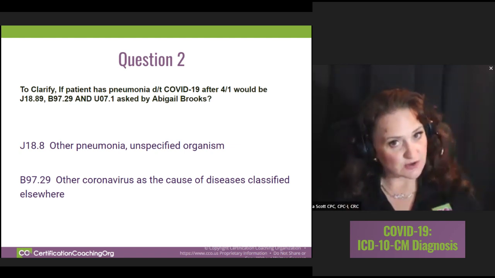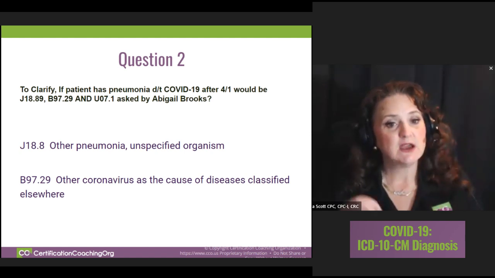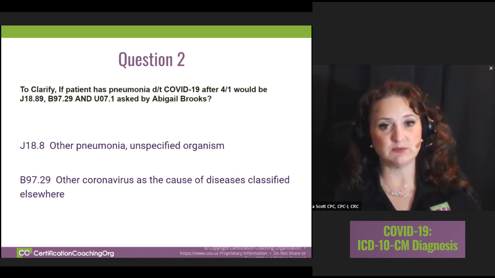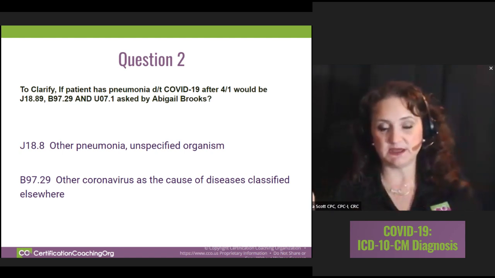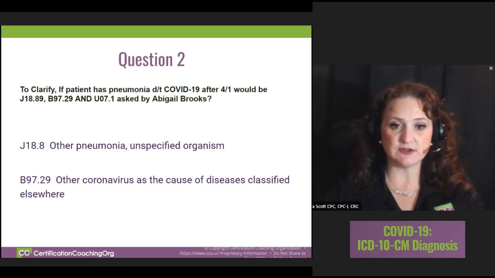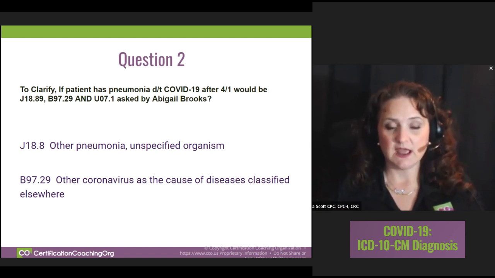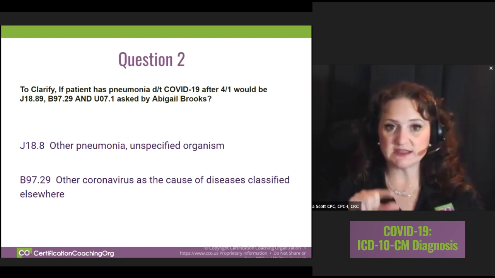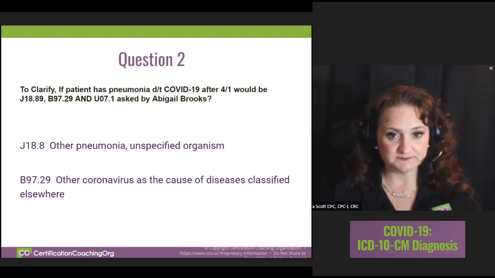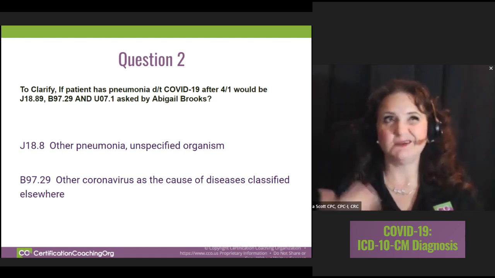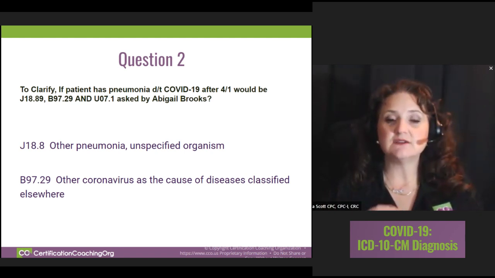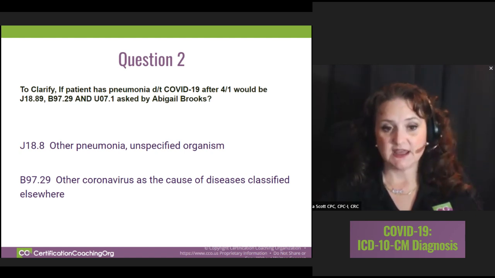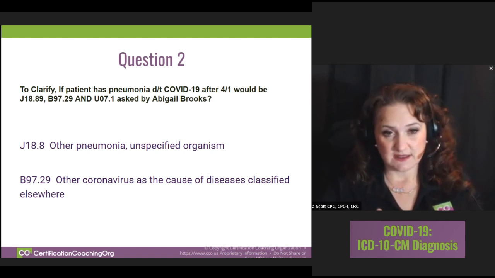Now, we also have a lot of people asking, how do we sequence the U07.1? The best way to think about that is we're going to drop the B97.29 and replace it with the U07.1. And that means you treat it just like the sequencing you would use for B97.29. Some of you think, well, that's not a code I usually have. Well, when you look at the description, you're going to follow the steps, and then think of other types of viruses.